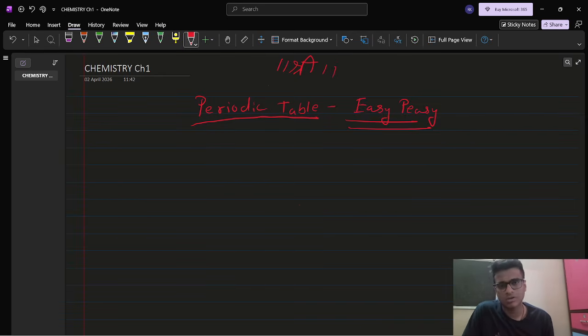But the main part, that was Dobereiner's triads and Newlands' octaves and all that stuff, is now not there in the syllabus. I guess in the textbook it is there, but it's completely not there in the syllabus. If you're referring to the Viraf Dalal textbook, then directly come to page number 8.